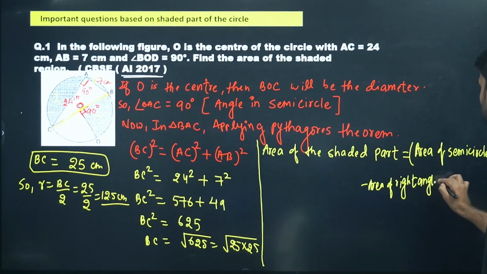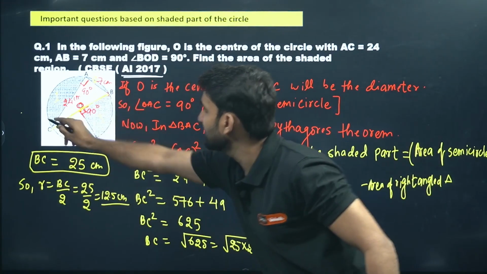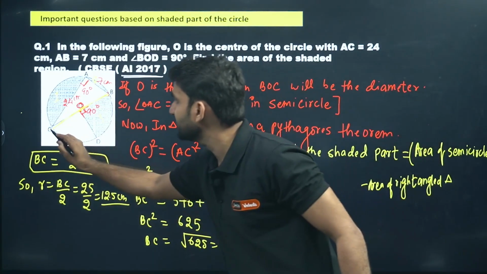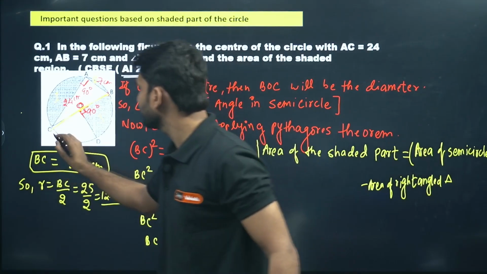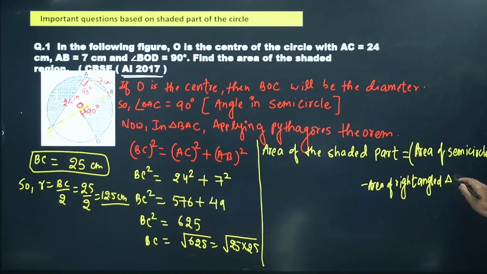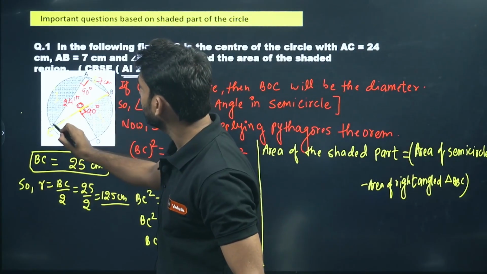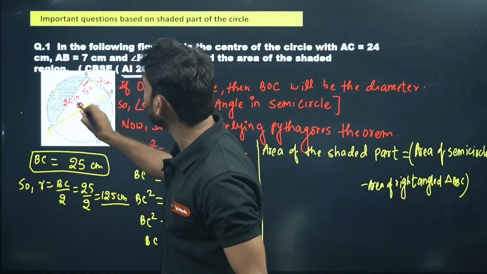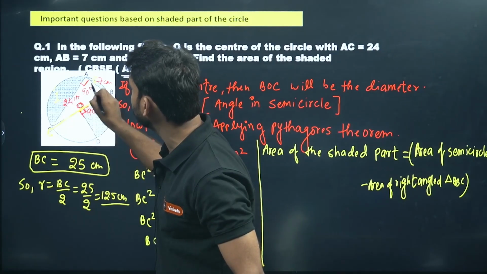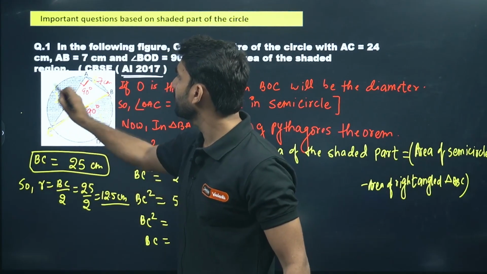Which triangle is this? BAC, right? This is C, guys. No need to confuse. This is C here. So area of triangle ABC. So using this statement, area of the semicircle minus area of the right angle triangle, area of this semicircle minus area of this right angle triangle, we will find the area of this shaded part 1 and 2 directly, because we are subtracting the area of the triangle from the semicircle.